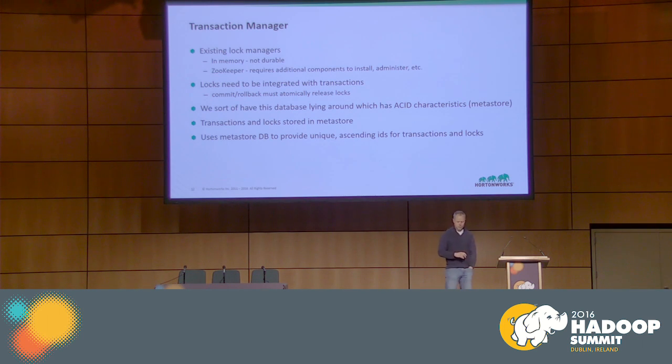So what we did is we realized, hey, we have a database here, the RDBMS that we use to power the Metastore, which already has ACID characteristics by definition. We can make use of that to store these transaction IDs and these locks and track all that in a way that will satisfy our needs. So we added that ability to the Metastore to support these opening of transactions, or acquiring of locks, sorry. And we use the Metastore to both provide unique ascending values for transaction and lock IDs and to track who has what lock and who should get the lock next and all that kind of stuff. So all that's stored in the RDBMS.